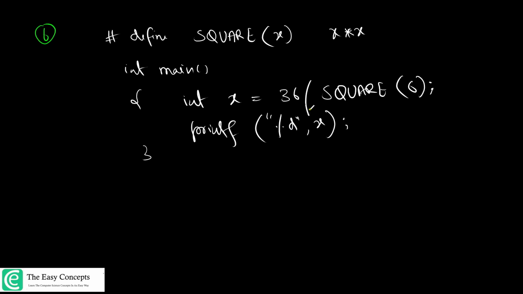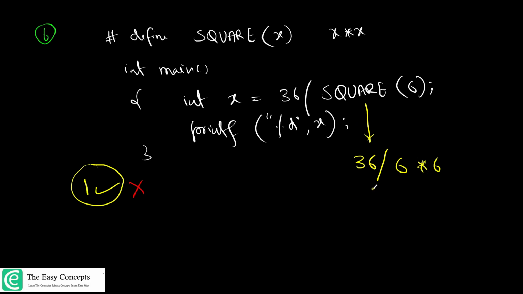I hope you are doing something like this: 36 divided by square of 6, that means 36, and the answer should be 1, right? But this is also wrong. Some of you might be surprised why it is happening. So let's expand this first. 36 divide by square of 6 should be 6 cross 6. So how is this expression evaluated? 36 divide by 6, it will become 6, and then if you multiply it by 6, it will be 36. So 36 is the answer.